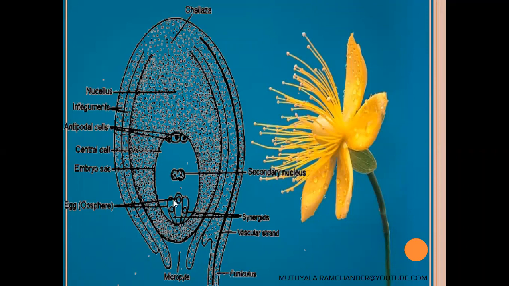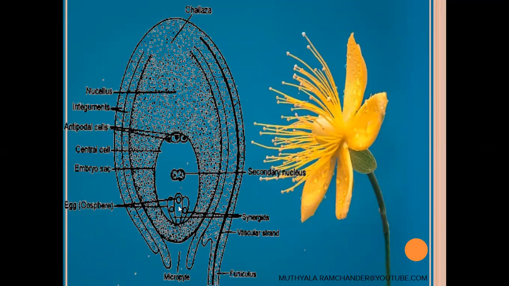Near the egg apparatus, the secondary nucleus is present. It is made of two haploid nuclei. This part is called the secondary nucleus. And at the chalazal region of the embryo sac, three antipodals are present. It is the complete embryo sac, in haploid condition.